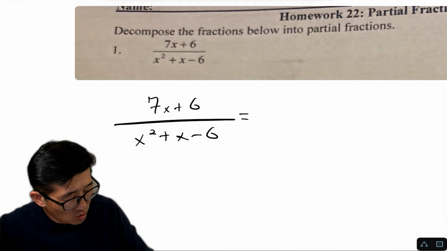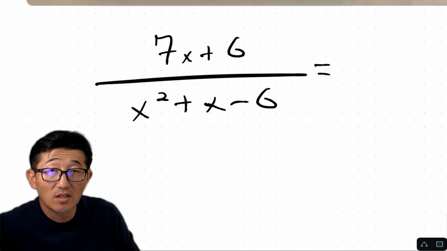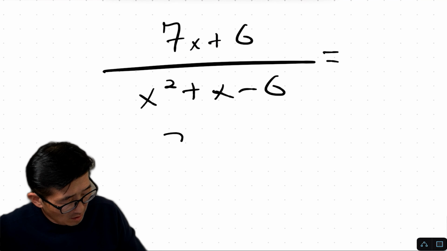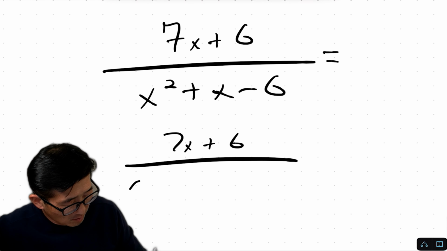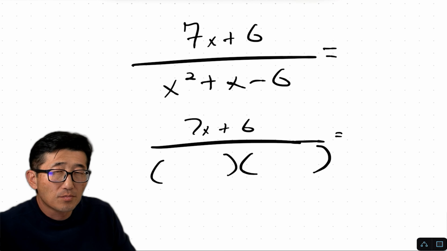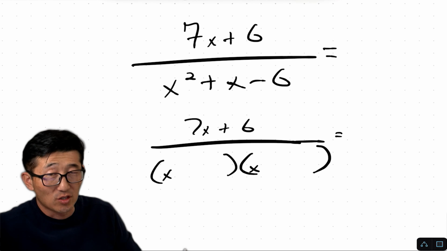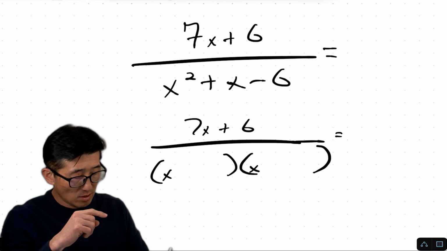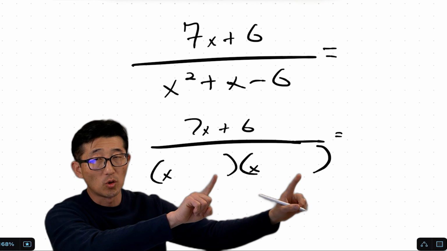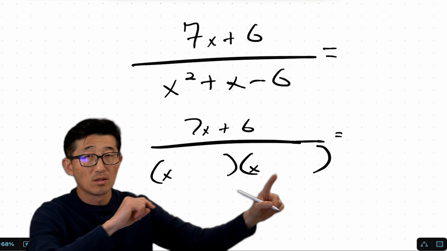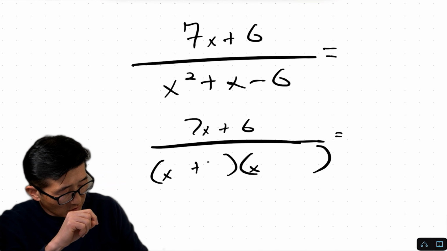Now this one, can you factor the bottom out in your head? Um, x squared. Like these two have to be x, right? Because x times x is x squared. And then these two numbers have to multiply to -6, right? X plus 3, x minus 2. X plus 3, yes, very good.